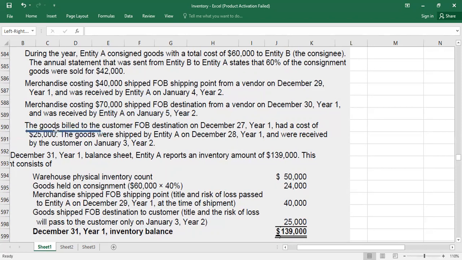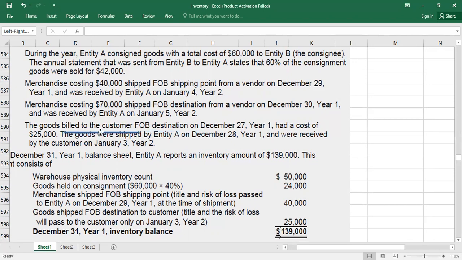So next point, the goods billed to customer. It means here entity A is the vendor, and it's FOB destination. Again, if the goods have not reached the destination by the end of the period, then the vendor, the supplier, will add. If it has reached, then the customer will add. So here we are the vendor, so you have to check whether it has reached or not.